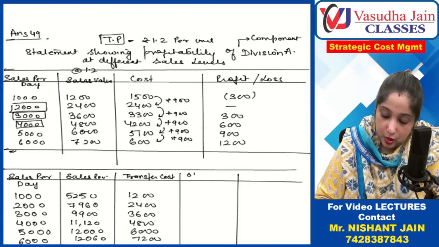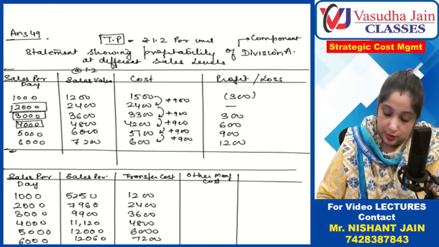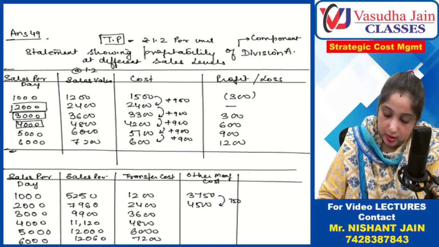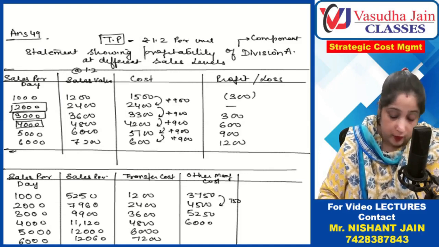So other manufacturing cost, it is 3750 for first 1000, then it will increase by 750. So it will become 4500, then it will become 5250, then it will become 6000 for every 1000 increase.